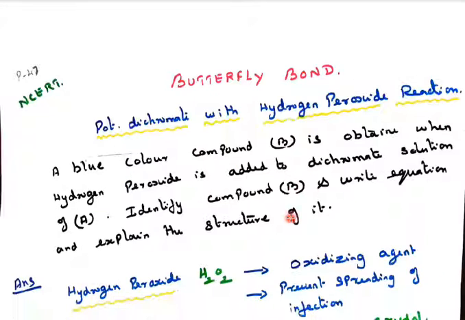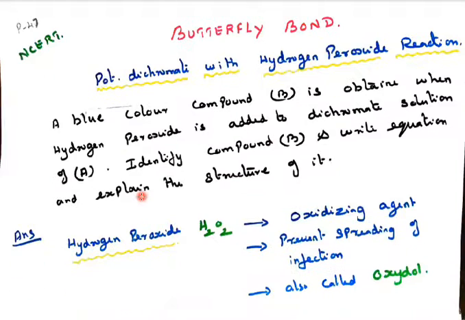Then, butterfly bond. It is a very important question. The NEET exam also frequently asks this question because it is first year portion. It belongs to the potassium dichromate with hydrogen peroxide reaction. In this, one question will be asked. No direct question will be asked, only in the form of a sum.